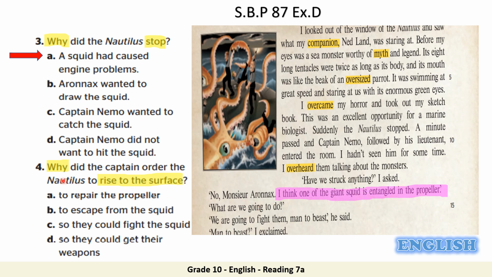So, question 4. Why did the captain order the Nautilus to rise to the surface? So the correct answer is so they could fight the squid. So where is the evidence from the text? It's here. We are going to fight them man to beast, he said.